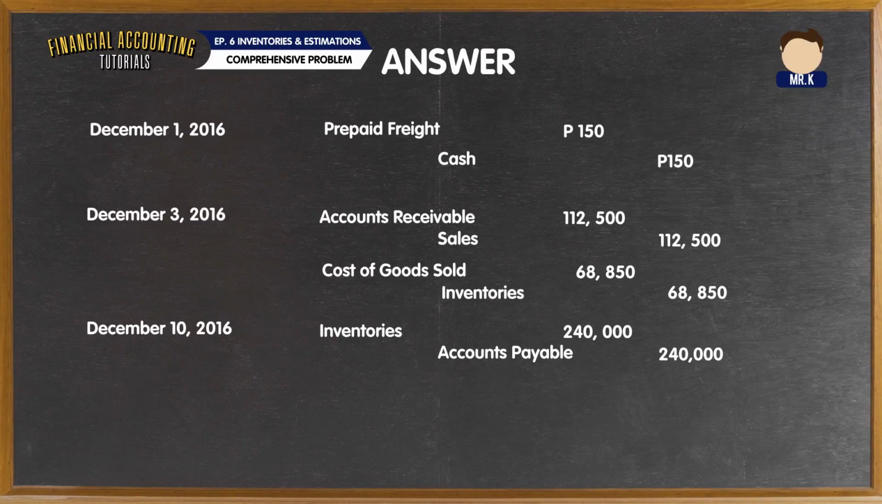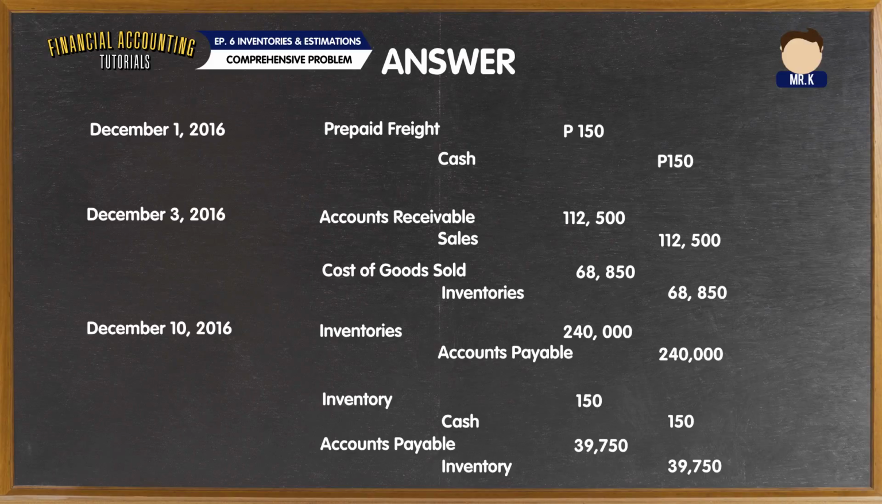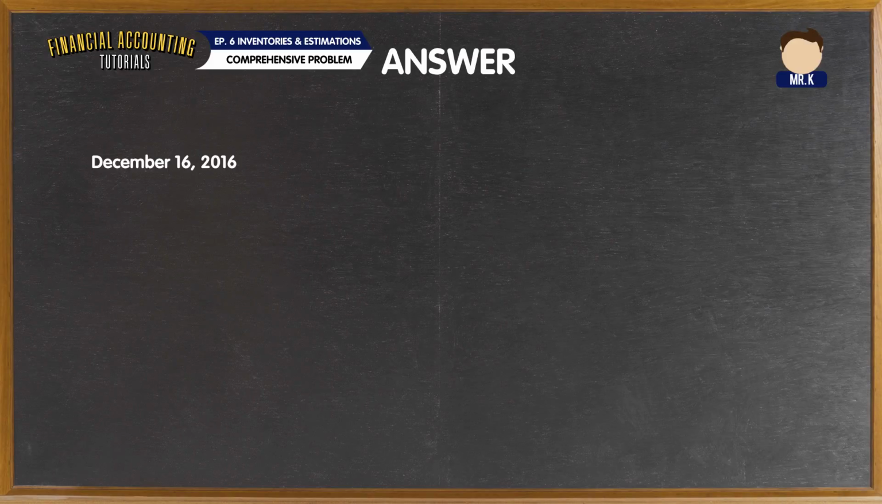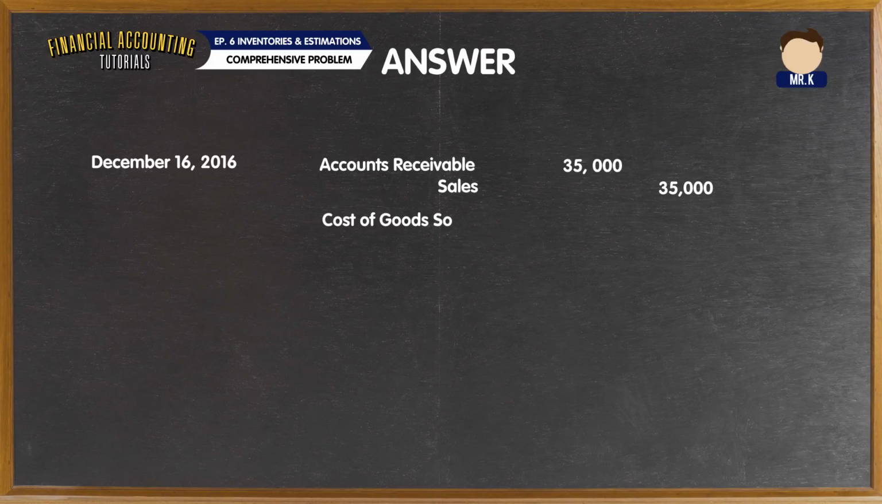On December 10, 2016, the inventory is debited and accounts payable is credited at an amount of 240,000. Consequently, inventories is again debited and we credit cash at an amount of 150 pesos. Also, we debit accounts payable of 39,750 pesos and credit inventory of 39,750 pesos. On December 16, 2016, we debit accounts receivable and credit sales of 35,000 pesos. We also debit our cost of goods sold and credit inventory at an amount of 30,600 pesos.